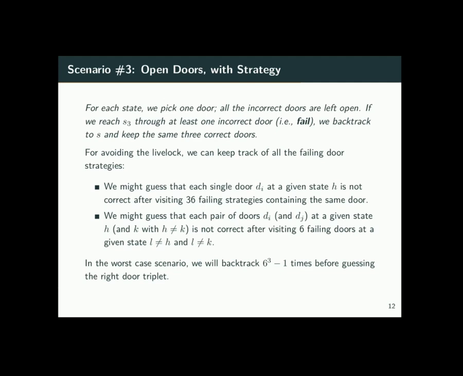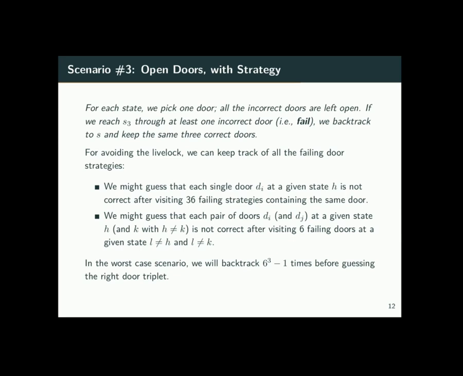So as I was saying, as a consequence, I know that I'm still failing in the worst case scenario, a cube of 6 minus 1, but by using a strategy, I'm avoiding repeatedly seeing the same combinations of doors all over, so I'm avoiding the livelock state as much as possible. And that is the key difference with the previous scenario. Before I progress, any other question related to this? Yes?